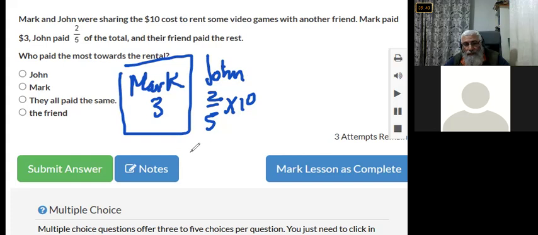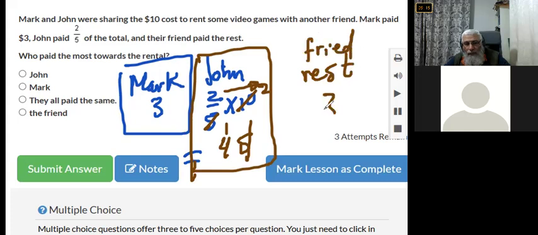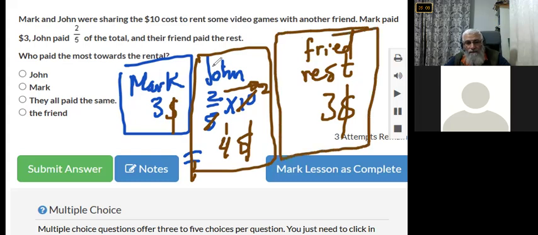2/5 multiplied by 10. Simplify 5 and 10: 10 divided by 5 equals 2. So 2 times 2 is 4. So John paid 4. What is the rest? It's 3. So who paid the most? John.